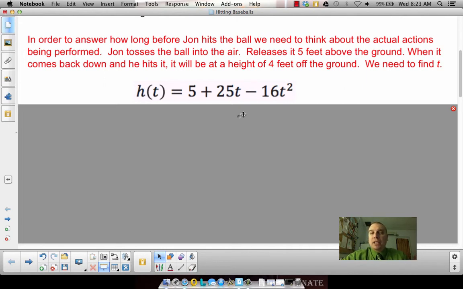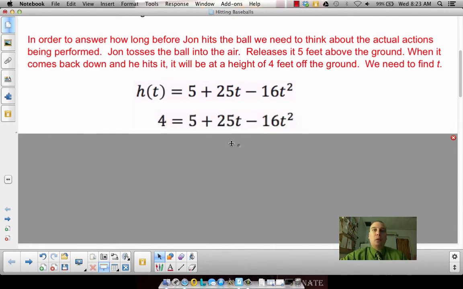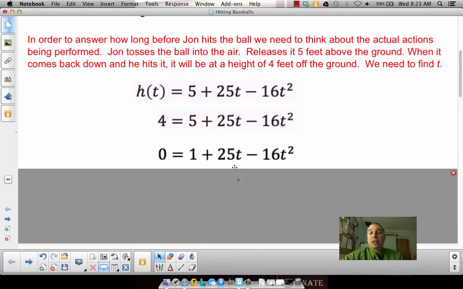So John's going to hit it when it's 4 feet off the ground. So that means the height here is going to be 4. That's when I'm going to hit the ball. So substitute 4 in. Now, I said we've got to figure out where it's going to come back down. That means I need to set this equation equal to 0 so I can find the x-intercepts, which are the zeros of the function. In this case, it's when John decides to crank the ball out of the park. So I subtract 4 from both sides. 0 is equal to 1 plus 25t minus 16t squared.